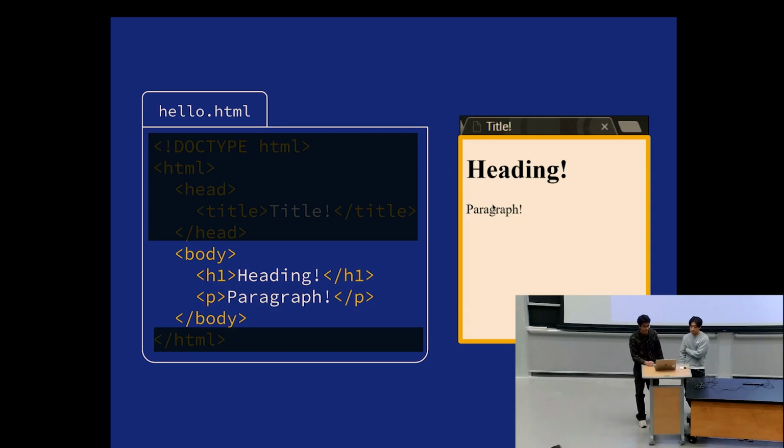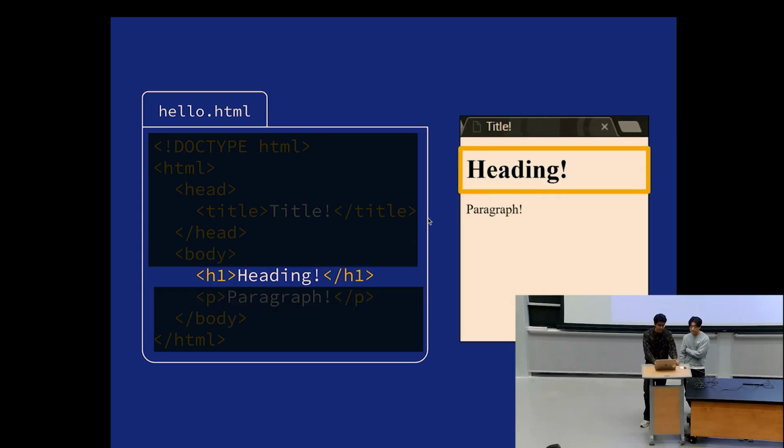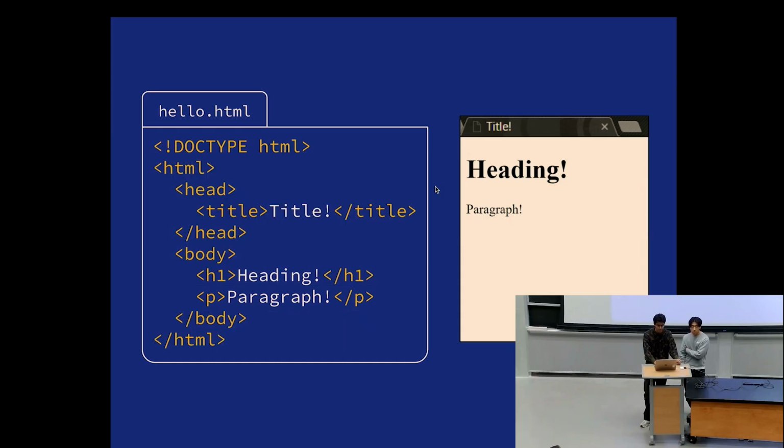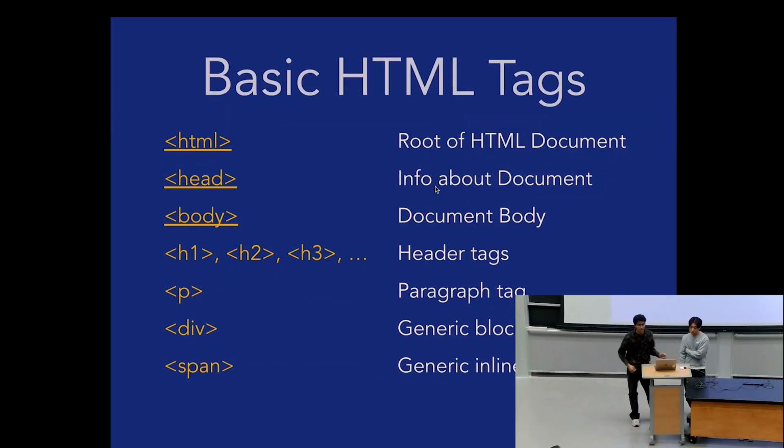Next is the body, and this is going to contain everything that's actually displayed. So that means the heading and the paragraph, which have the following names for their tags. As a quick stopping point, the HTML tags that we've covered so far are html, head, body, the headers, and the paragraphs. I also included these other ones, div and span. They're pretty important, and I'll talk about them in a little bit, but they're kind of like your generic tags. If you don't know what else to do, you use those tags.